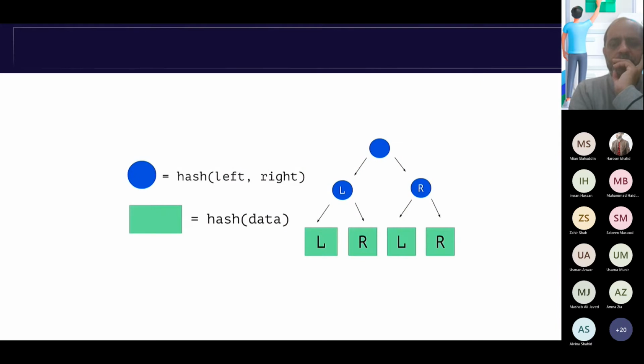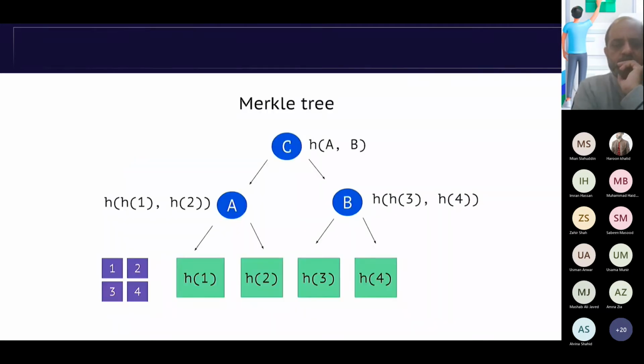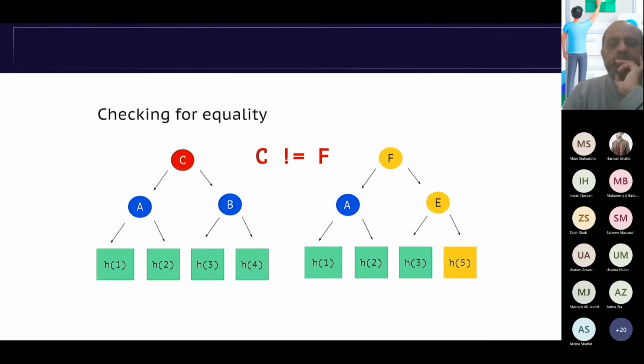So we understand there is a transaction on the left and a transaction on the right. You take the hash, and we know how to take a hash and put it there. So this is 1 and 2, this is 3 and 4, and this is then A and B, so you get a C. This is a Merkle tree.